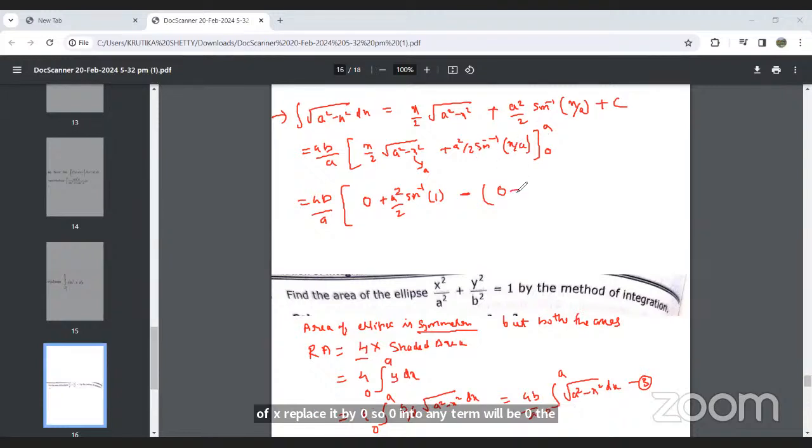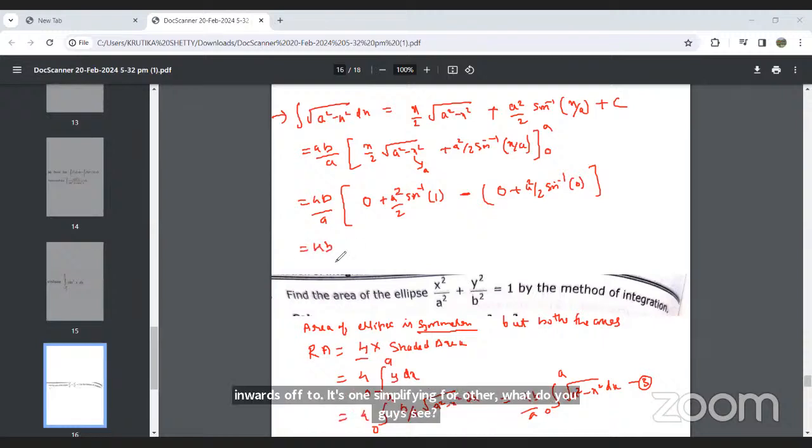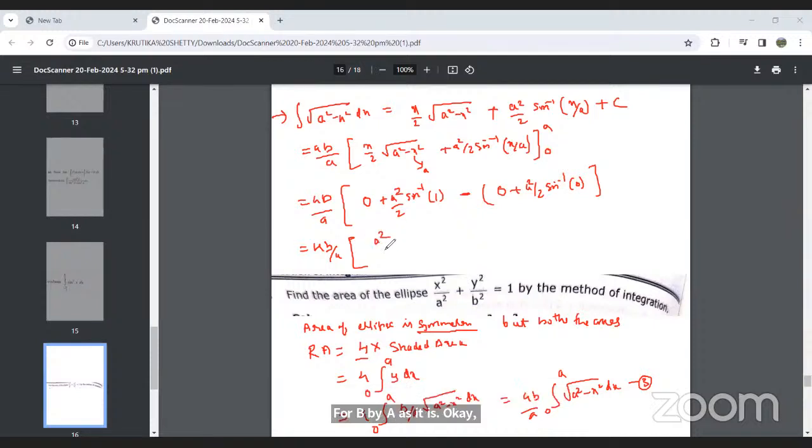So it will be plus a square by 2, sine inverse of 0. On simplifying further, what do we get? 4b by a as it is, so a square by 2 into sine inverse 1, whose value is pi by 2, minus a square by 2 as it is, and sine inverse 0 is 0.